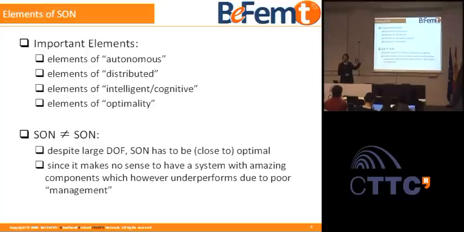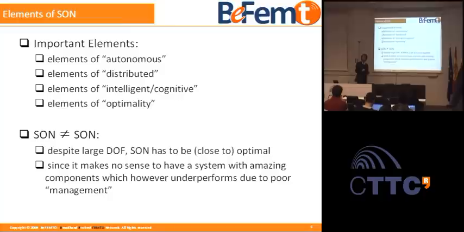So therefore, people tend to think about SON as something which needs to be distributed. Not necessarily, but there's a notion of distribution. It has to be autonomous. Clearly, it has to run on its own. Autonomy means there's no human intervention, so you really want to make it run on its own without a person going there and tweaking parameters. There's an element of intelligence in there and optimality. So these things go a little bit along.